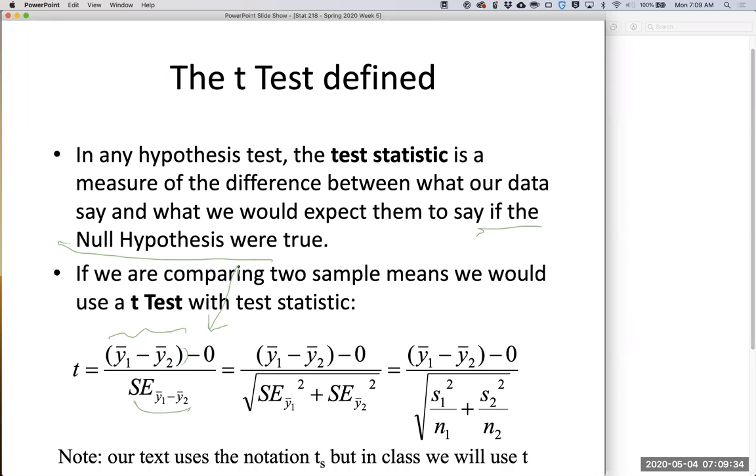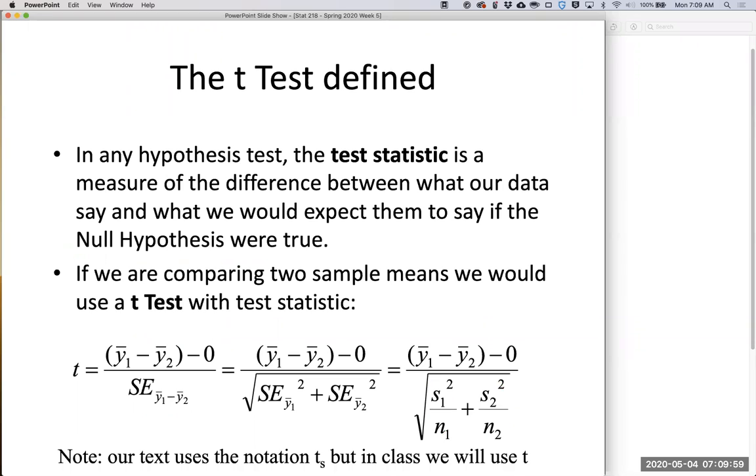Not hard. Okay. Another approach that you could take is, if you don't have the separate standard errors, you'll almost certainly be given S1, S2, N1, and N2. In which case you could calculate the standard error by yourself for fun.